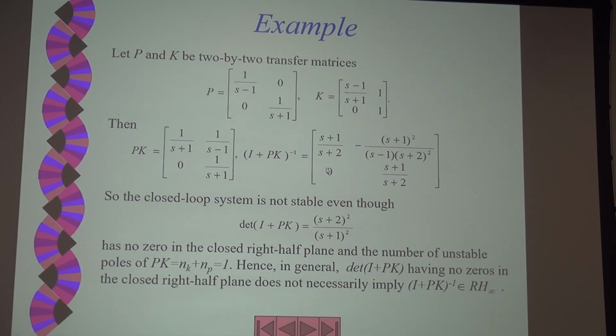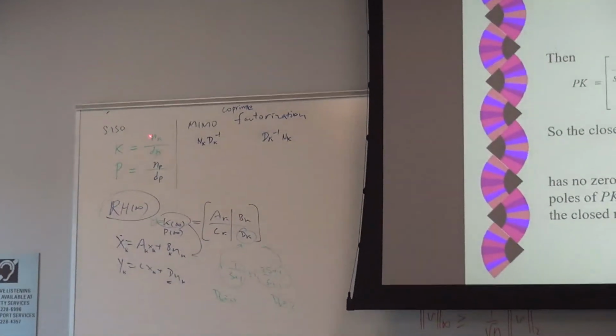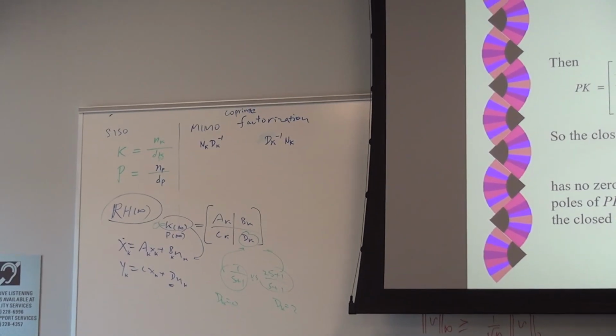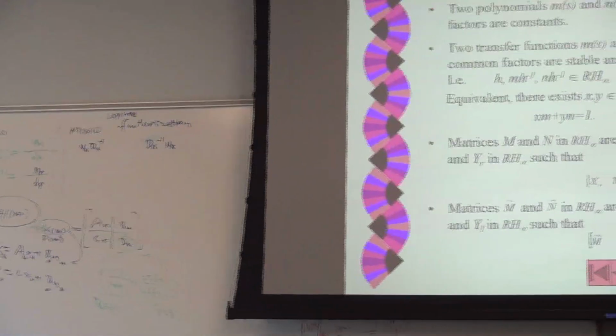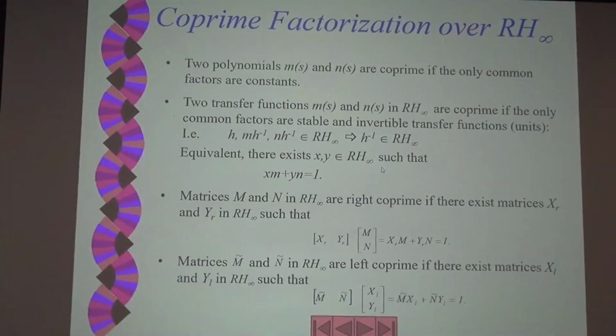Okay, so we need to return to this question. You need to pay a little bit of attention to this. When it is MIMO, you can write the numerator and denominator in matrix form. You have to write this. So next we are going to talk about coprime factorization over RH infinity.